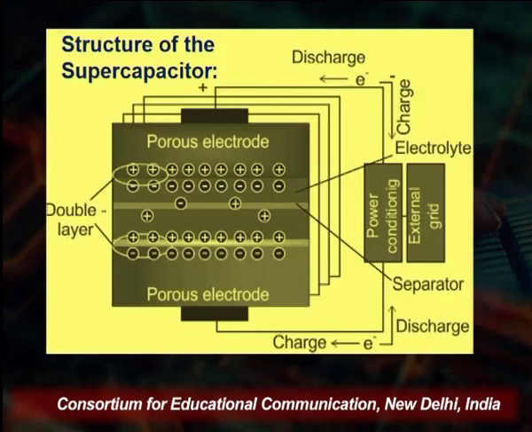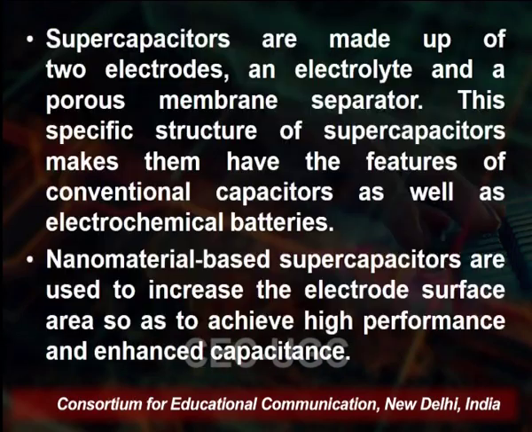Now, the structure of the supercapacitor: you see here we have a porous electrode. Why are we taking the porous? So that it can attract more electrons or charge carriers, so that it can work efficiently. So now we use the porous electrode, and it is a double layer charge capacitor. We have a positive terminal, a negative terminal, and we put the power controlling unit and the external grid. A separator we are using, you see on the screen, and that separator is the electrolyte. Now you see how the charge is flowing. This is the structure of the supercapacitor.